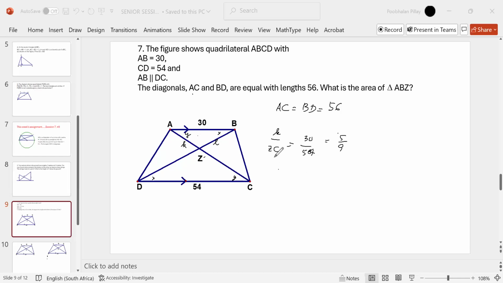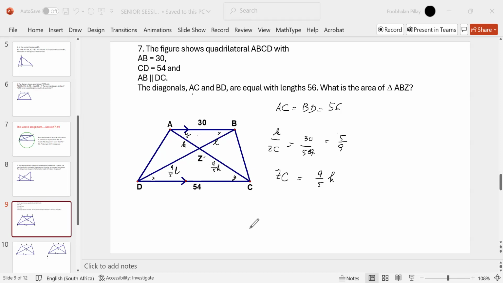So K, we want ZC. If you make ZC the subject of the formula, you will see it's 9 over 5 times K. So this part here is 9 over 5 times K. You can check that out. 5 goes into 30 6 times. 9 over 5 is 9 times 6, 54, which is that. And therefore, this part here will also be 9 over 5 times L.